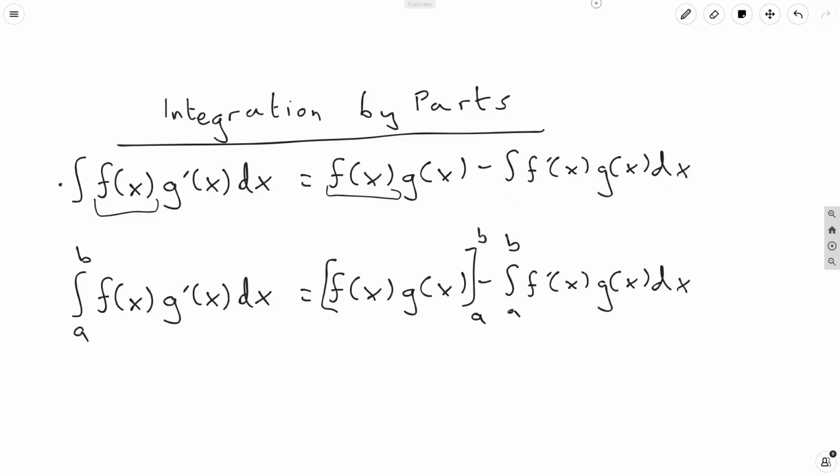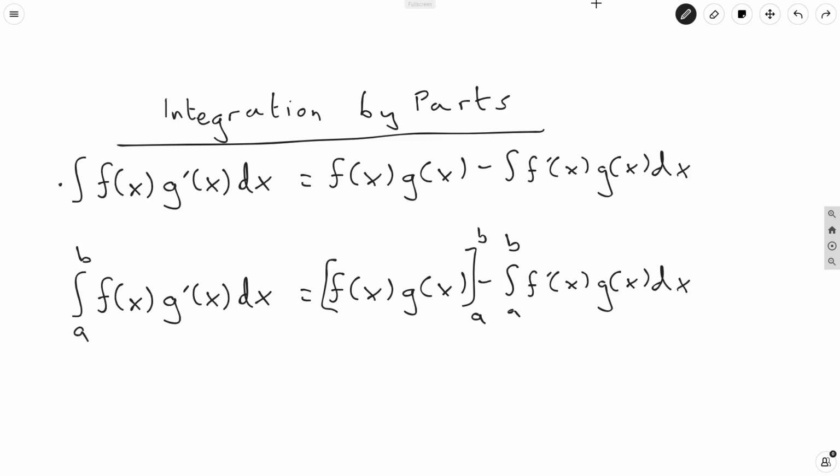So this might seem like a strange rule, and it might be hard to see why it's useful, because we have an integral we want to solve on this side, and we have an integral that we may or may not be able to solve on this side. But the important thing is we're going to be careful in choosing f and g so that this integral over here is actually quite easy to solve, or at least something we can work with.